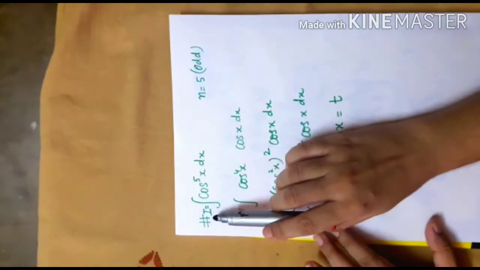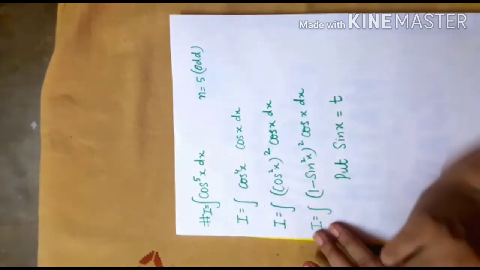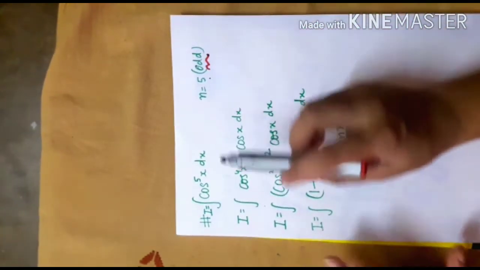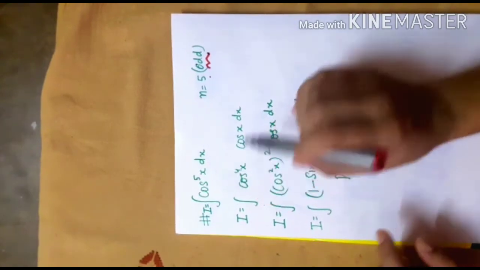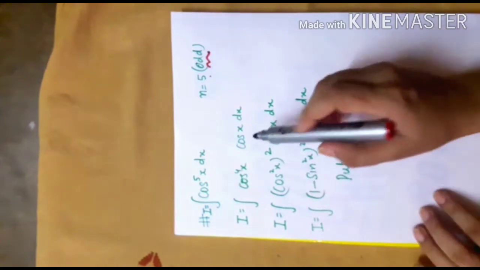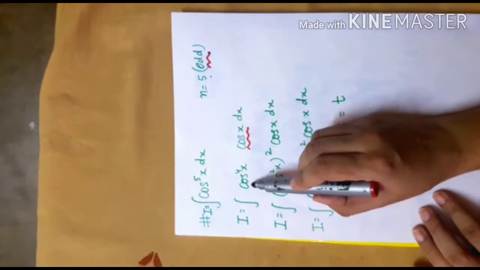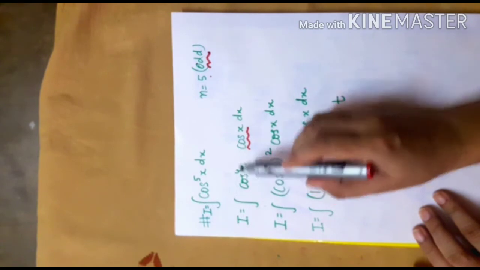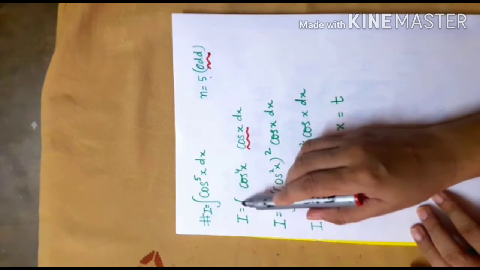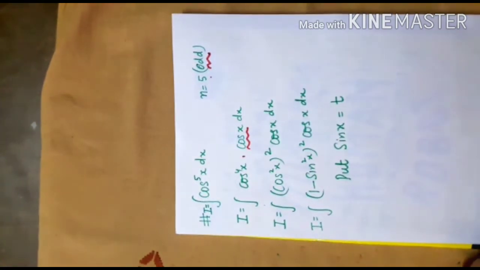Next question is, evaluate I equals integral of cos x to the power 5 dx. Here n is 5, which is odd. So as the power is odd, I'll detach 1 cos x from this. So I have detached 1 cos x. So here I'll be left with cos x to the power 4. So I will be equal to integral of cos x to the power 4 into cos x dx.